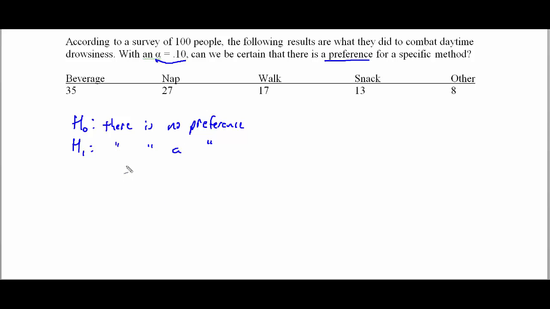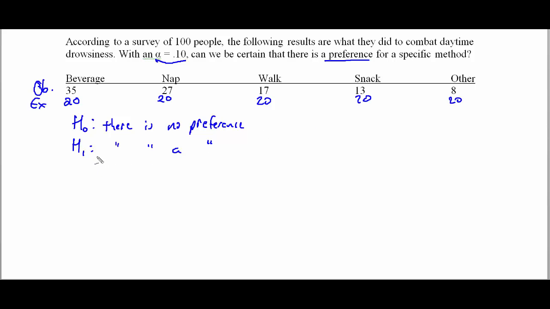So what we need is observed data and expected data. Now here's what we observed, I'll just abbreviate that as OB. We observed that 35 out of this 100 people took a caffeinated beverage, 27 took a nap, 17 took a walk, a snack, or some other method. Now what we're expecting, if there is no preference, is that these 100 people would be evenly broken up into these 5 groups. So this is technically 20, 20, 20, 20, and 20. Now we notice that there's quite a bit of difference between some of these groups and not others.